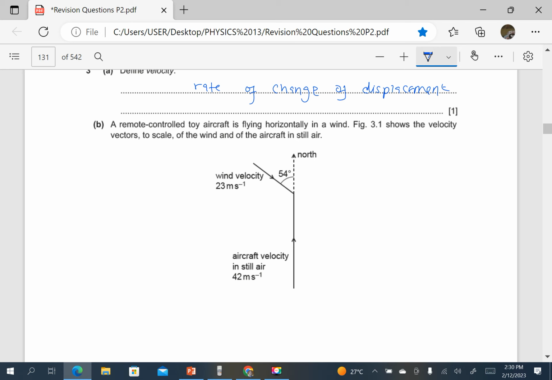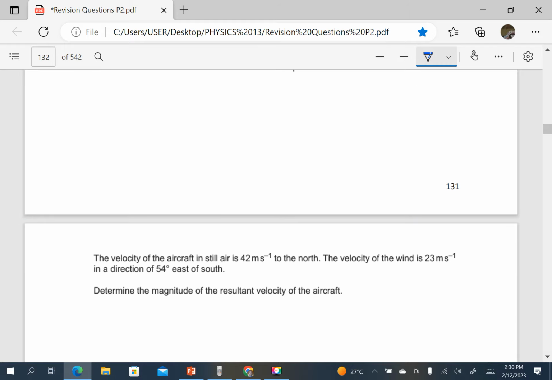A remote controlled toy aircraft is flying horizontally in a wind. The figure shows vectors. These vectors are actually to scale, though I don't know whether the scale was maintained here. It shows vectors to scale of the wind and of the aircraft in still air. The velocity of the aircraft in still air is 42 meters per second to the north. The velocity of the wind is 23 meters per second, 54 degrees east of south. Determine the magnitude of the resultant velocity of the aircraft.